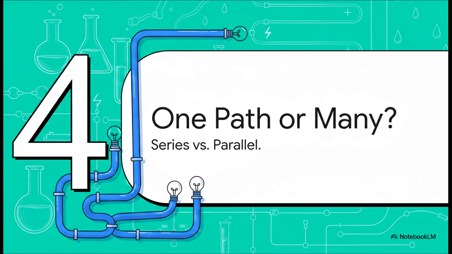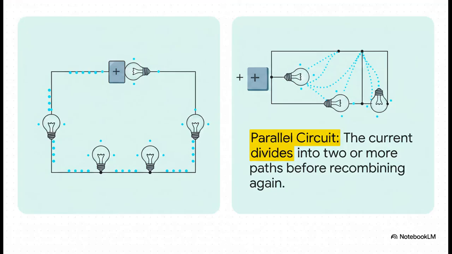Okay, so we've got the rules of the road. Now let's see how we can actually build stuff with them. Turns out, there are two basic ways to wire things up. You can give the current only one path to follow, or you can give it options. A series circuit is the simple one. Everything is connected in one long line, one after another. This means the current has to go through every single component, no exceptions. But in a parallel circuit, the path actually splits. The current divides up, flows through different branches at the same time, and then comes back together at the end.